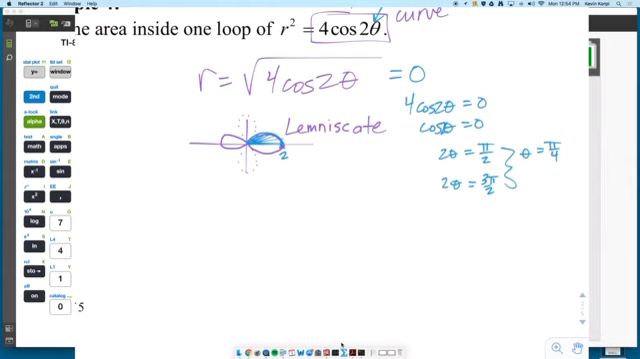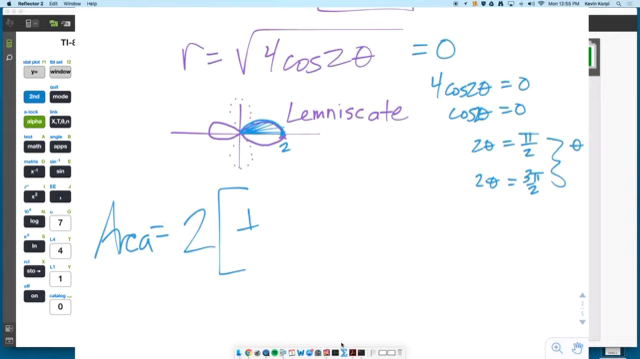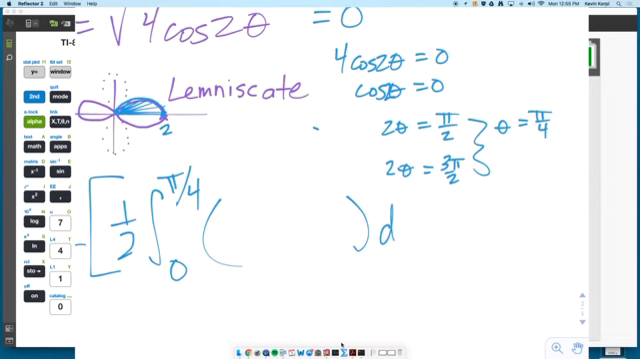So here we go. The volume of this lemniscate, by symmetry... area, yeah, that's it, area. The area is twice, and then the formula is 1/2 the integral. I'm going to integrate from 0 to pi fourths of r squared d theta.